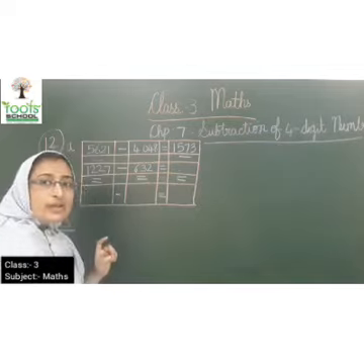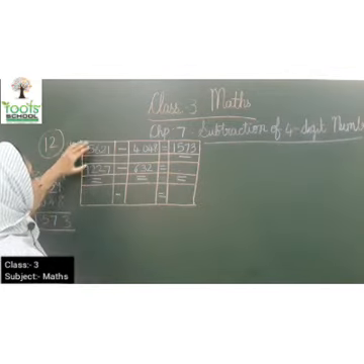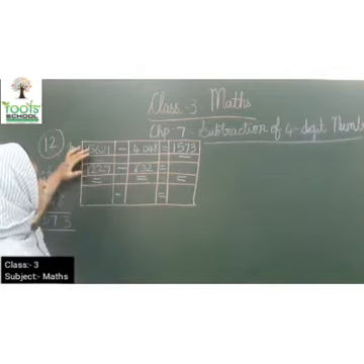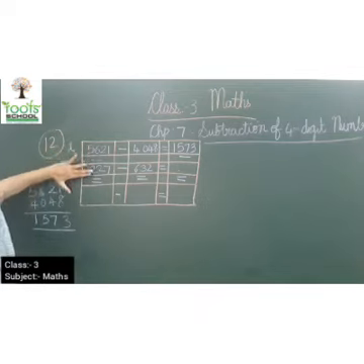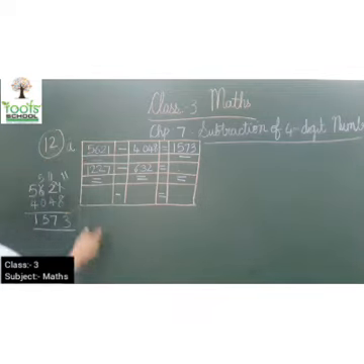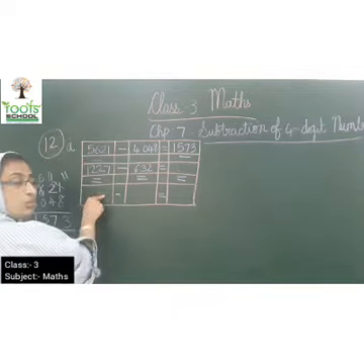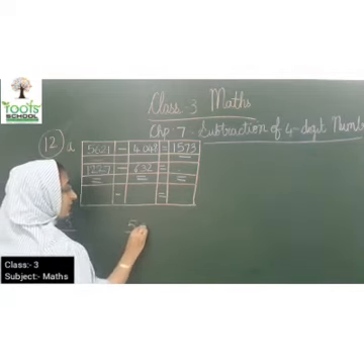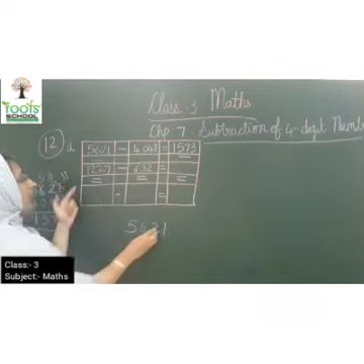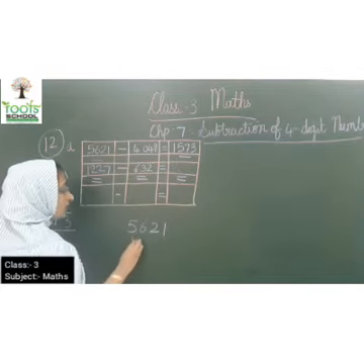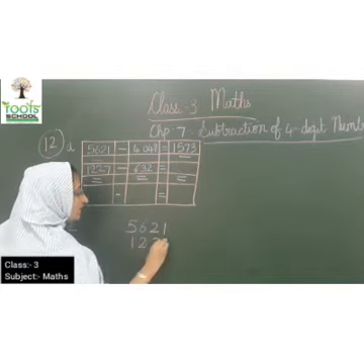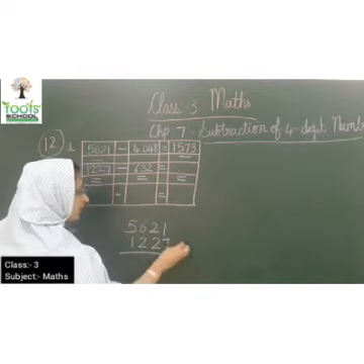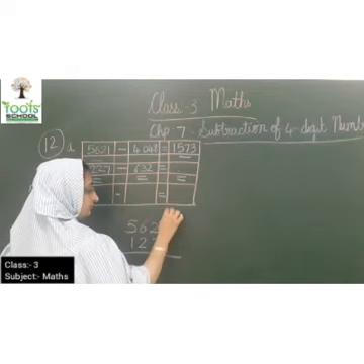1573. Okay kids, now we will solve this way. Now we have to solve this way. So we will get the answer over here. What is the minuend over here? It is 5621. And what is over here? 1227. Come on kids, let's do the subtraction.